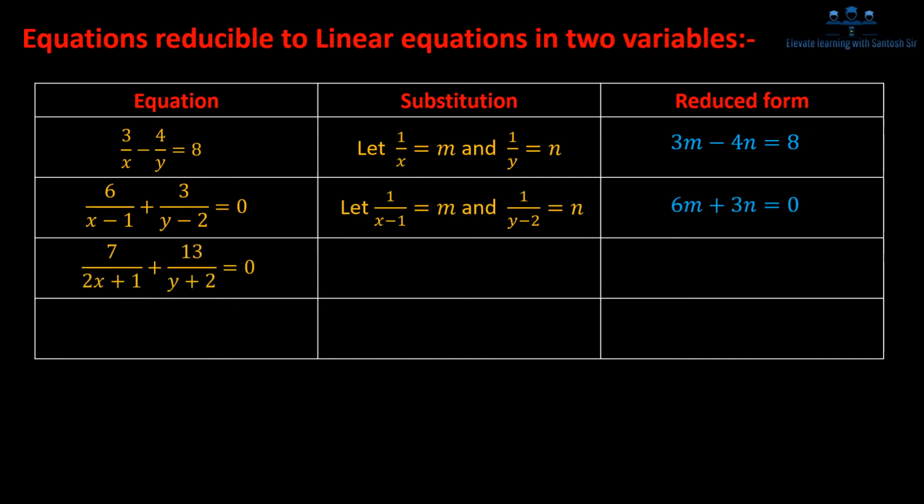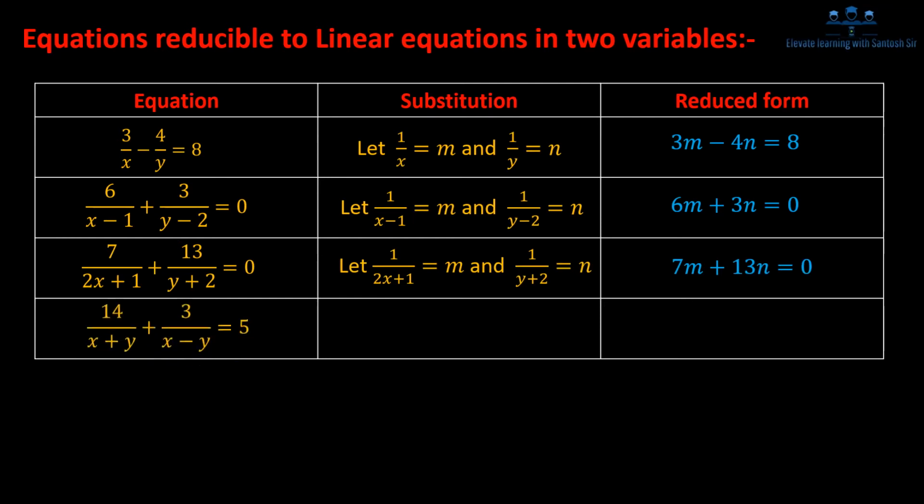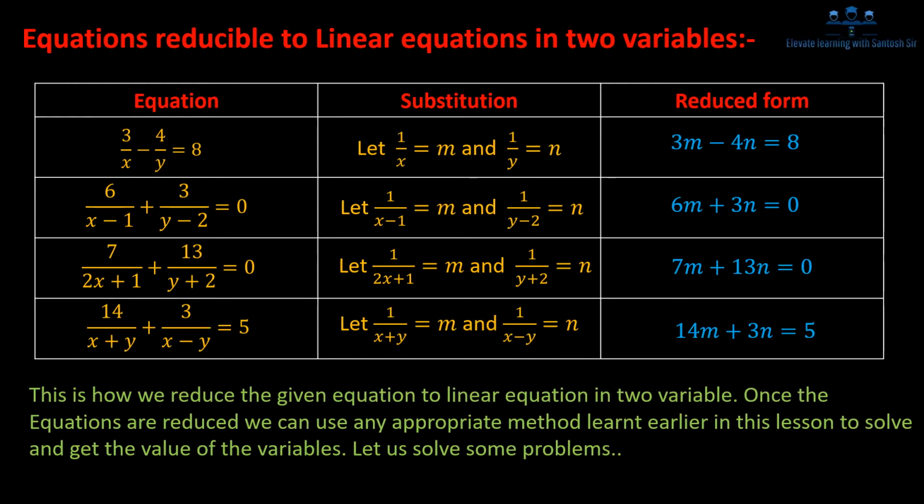What about the third one? Can you think of what we can substitute over here? We can substitute 1 upon 2x plus 1 as m and 1 upon y plus 2 as n, and we can get it as 7m plus 13n is equal to 0. Let's take the fourth one. Can you think of a substitution over here? Yes, we can take 1 upon x plus y as m and 1 upon x minus y as n to get it as 14m plus 3n is equal to 5. So this is how we can do some substitution and convert some equations to linear equation in two variables.